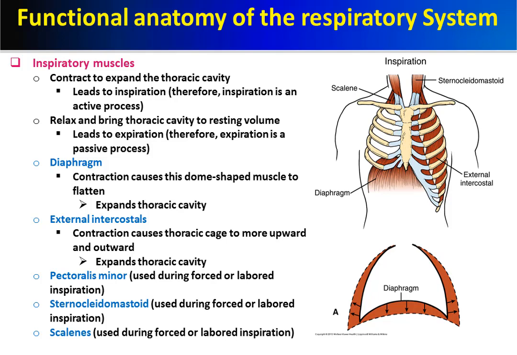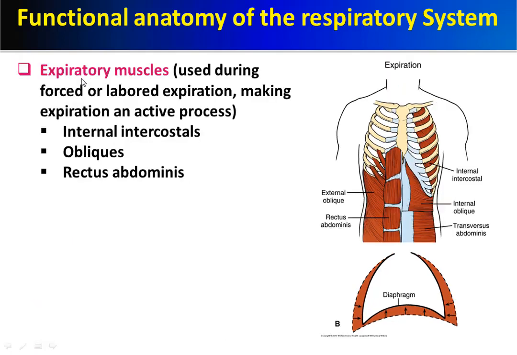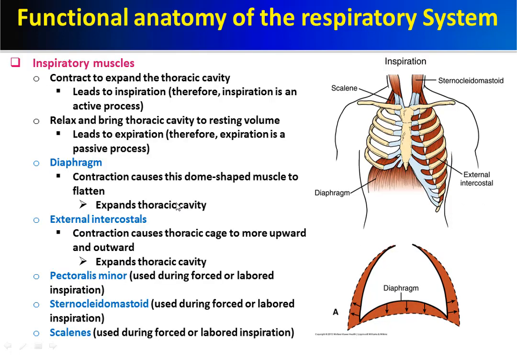The muscles of breathing, or the muscles of respiration, are divided into inspiratory muscles, muscles for inspiration, and expiratory muscles, muscles for expiration. The inspiratory muscles contract in order to expand the thoracic cavity in all dimensions: the vertical dimension, the transverse dimension, and also the anteroposterior dimension. And when the thoracic cavity expands, this leads to inspiration and air gets in.